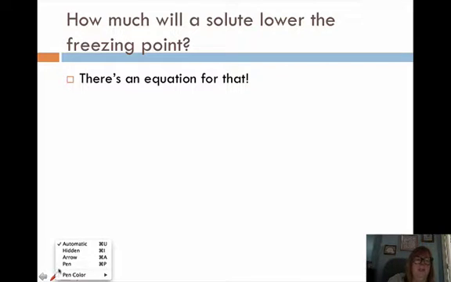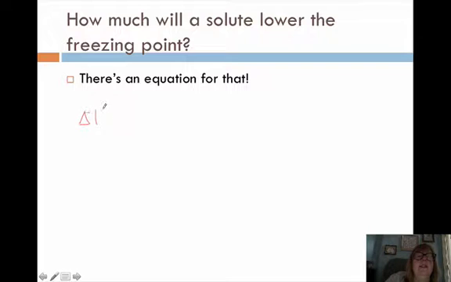You can guess which one will be the highest or the lowest or whatever. But now let's get quantitative. How much exactly will the solute lower the freezing point? And there's an equation for that.